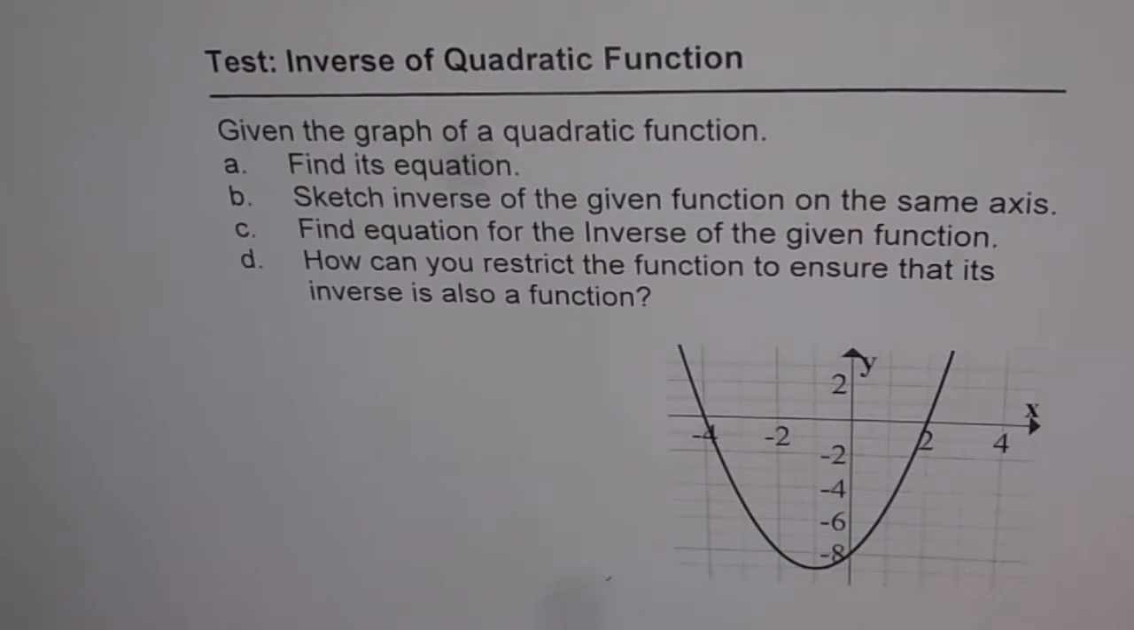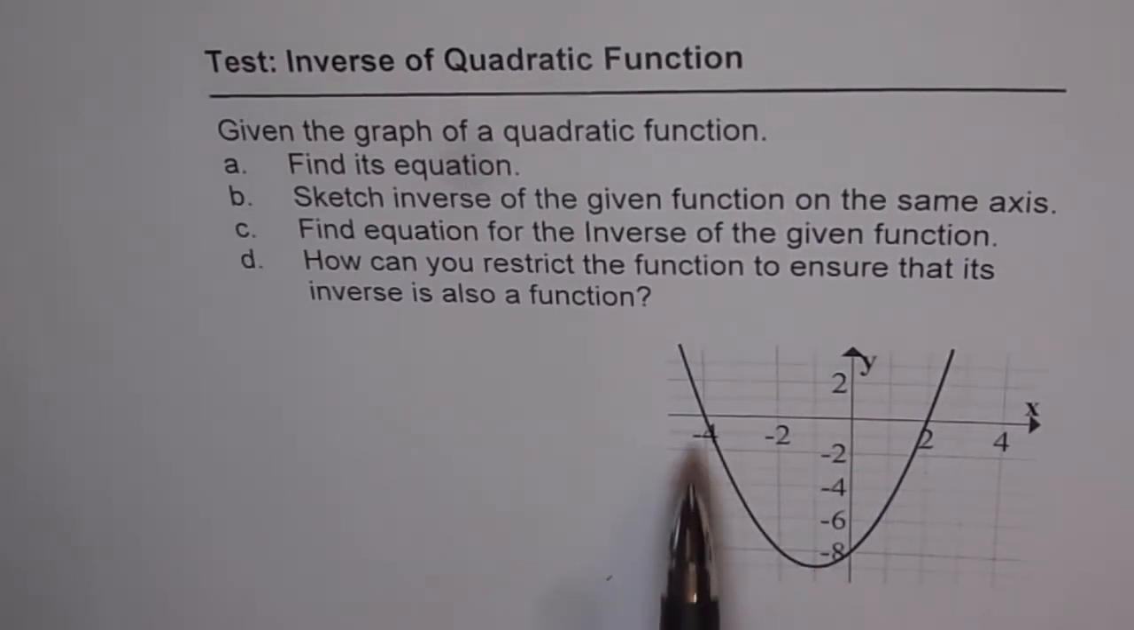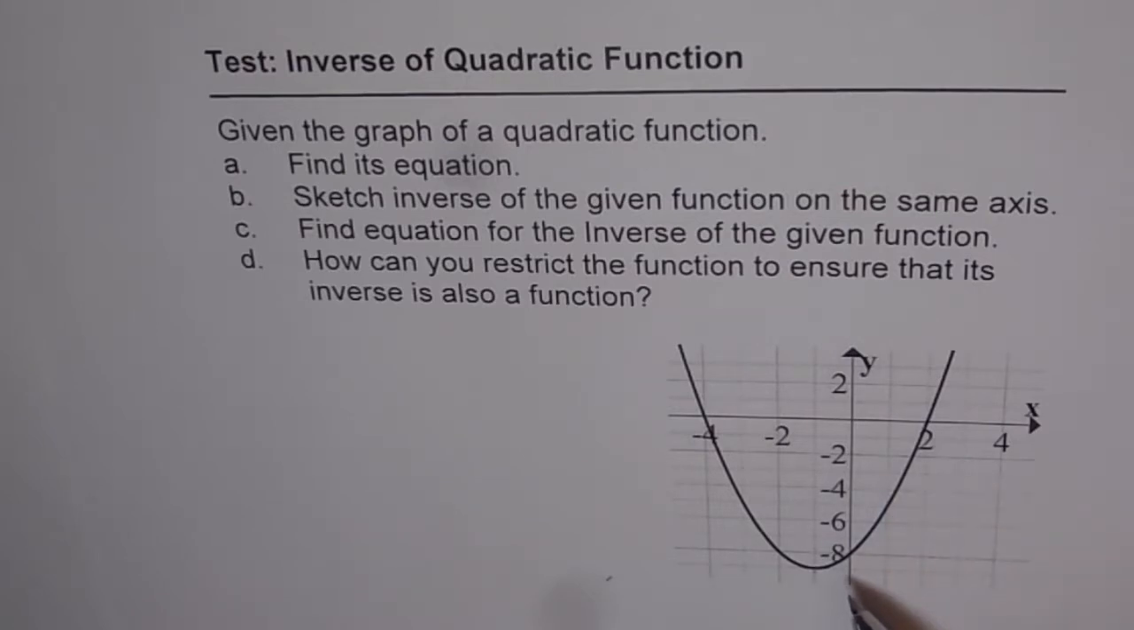The steps are very clear. So from the graph you can find the equation. You can use the vertex form also, since vertex is very clear, and you can also use the factored form, since factor is also very clear in this particular graph. So from there you get equation of your graph.